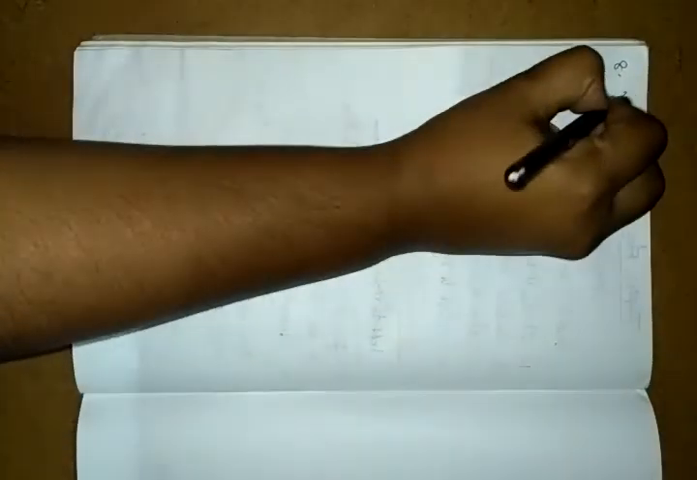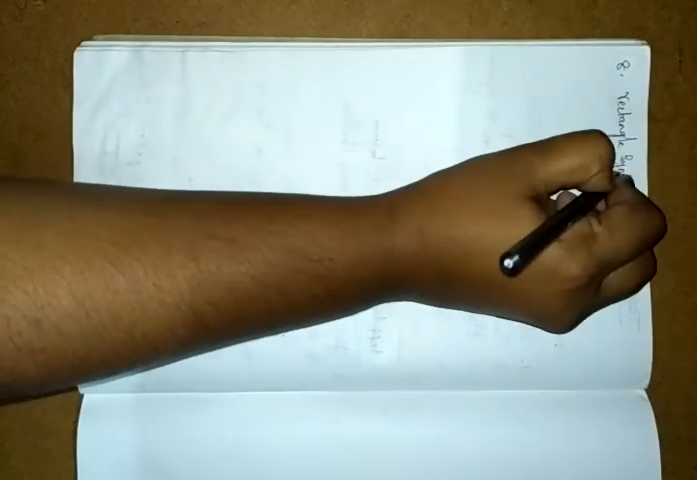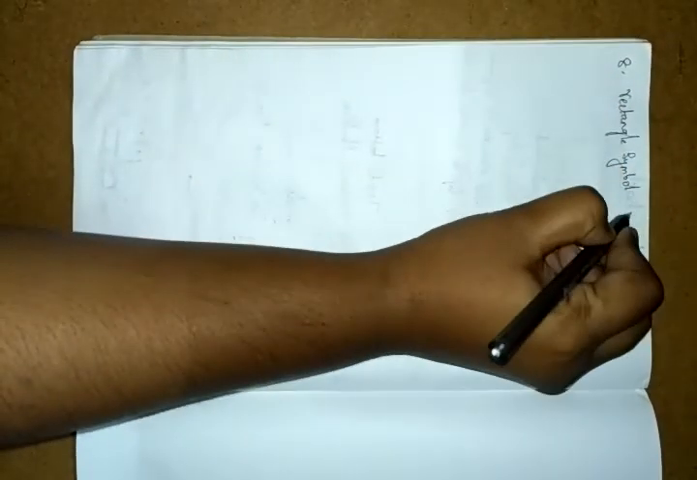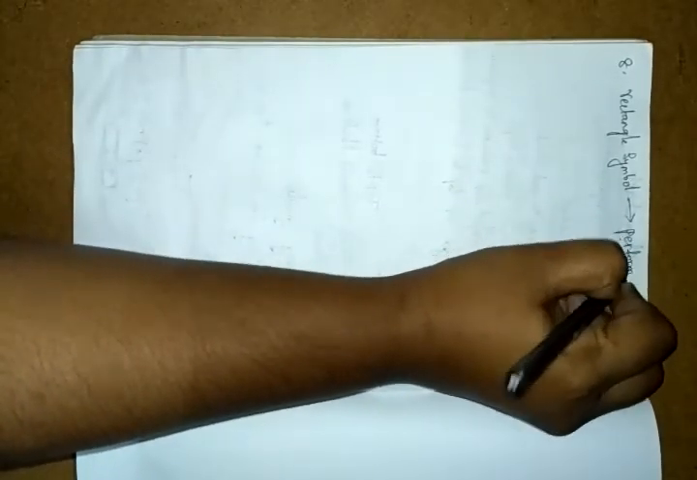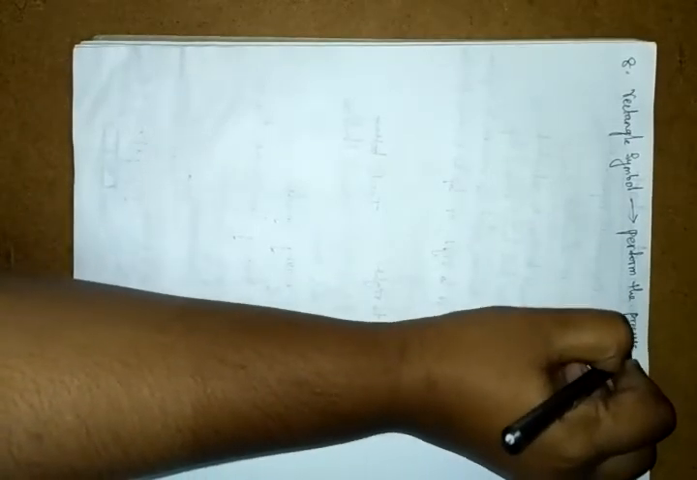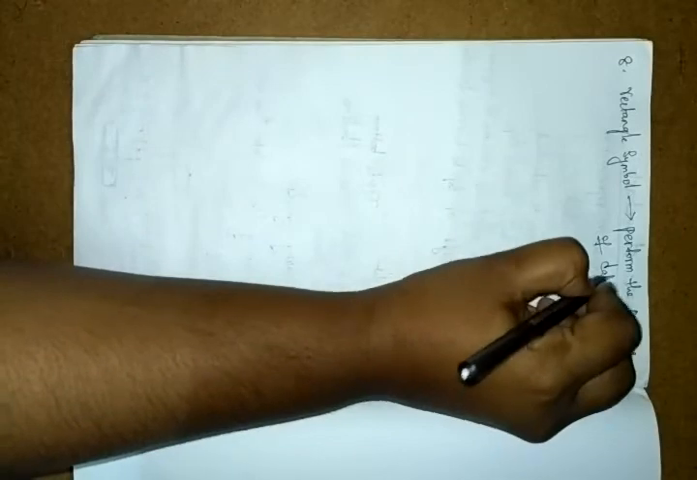In the rectangular symbol, we are performing the processing of data. What are we performing here? We are performing the processing of data. In the rectangular symbol, we are performing the processing of data.